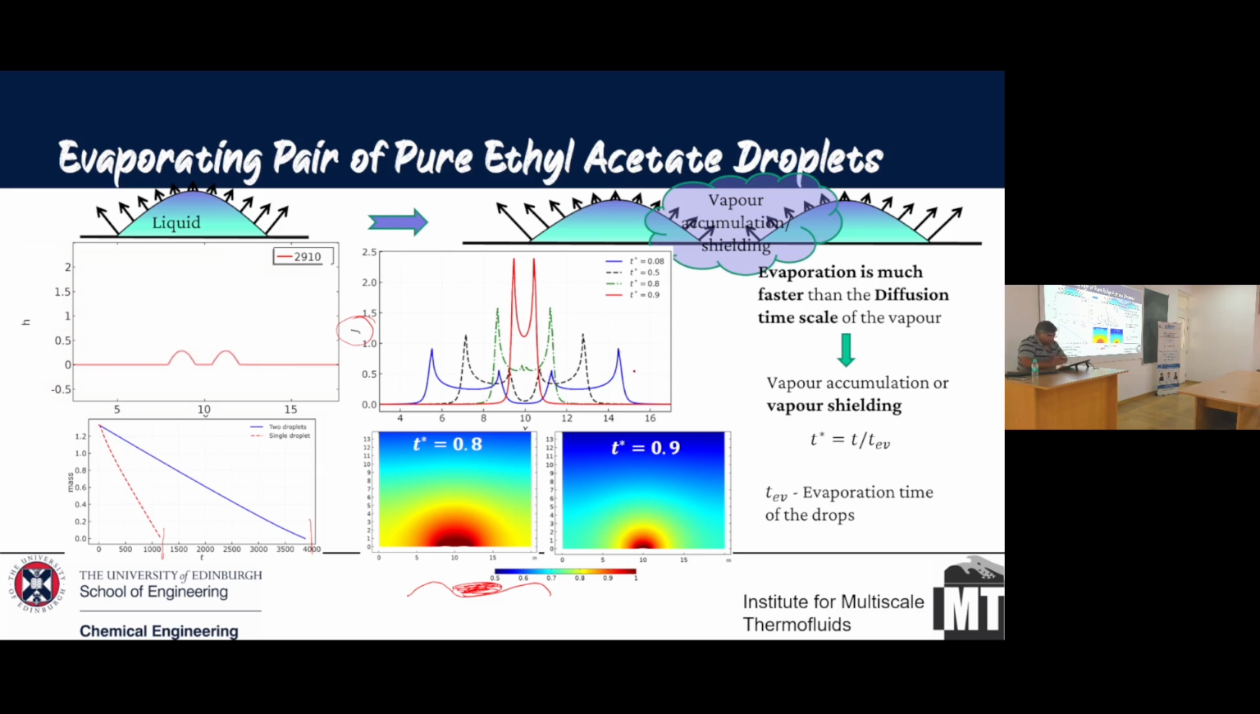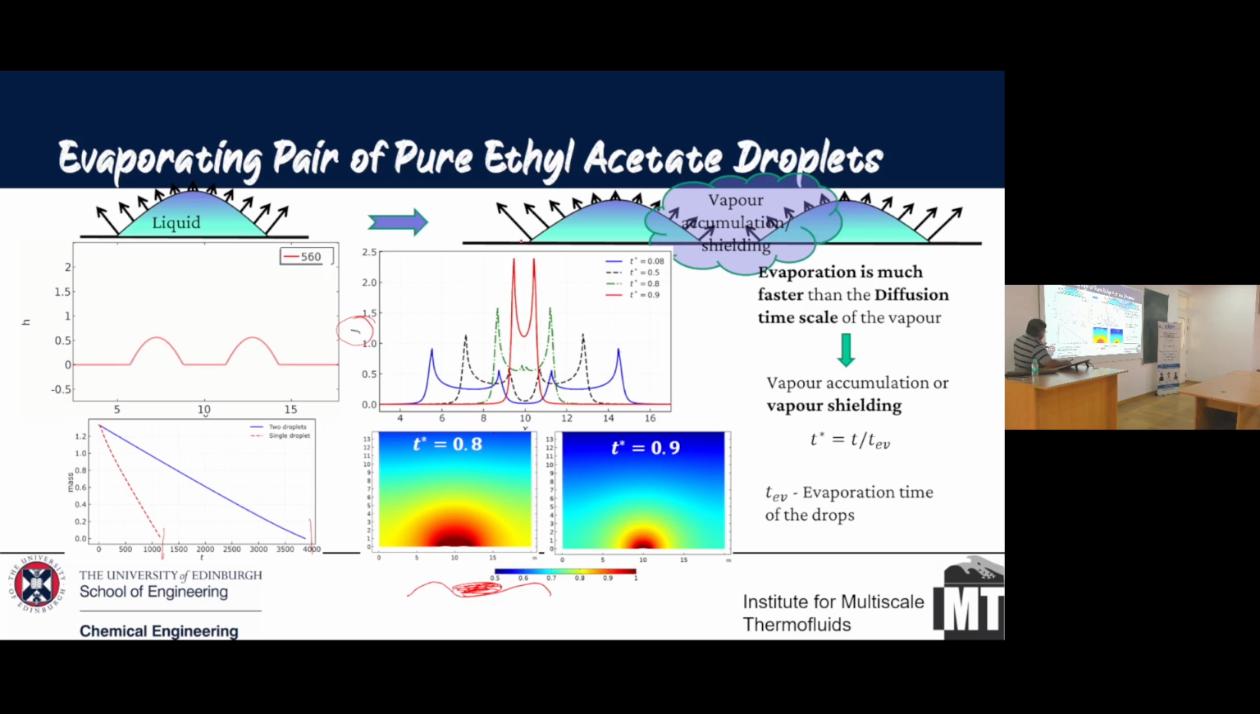As these droplets move together, you can see that the blue is slightly far apart, the black is closer, the green is even closer, and finally they merge. Basically, you will have this kind of asymmetric evaporation from both ends of the droplets.